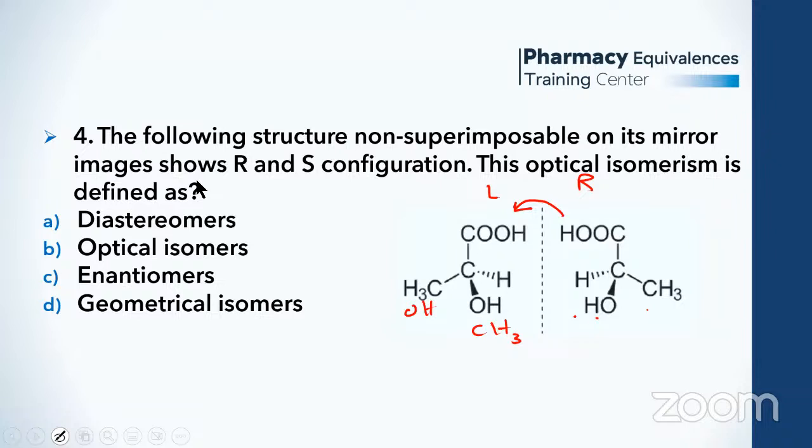Also, they are mirror images of each other. So what do we call this isomerism? They are enantiomers. Okay, they are enantiomers.